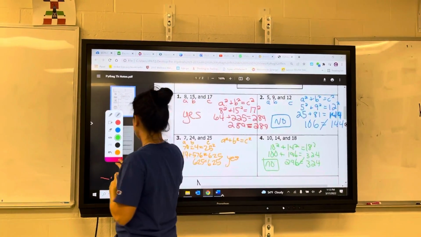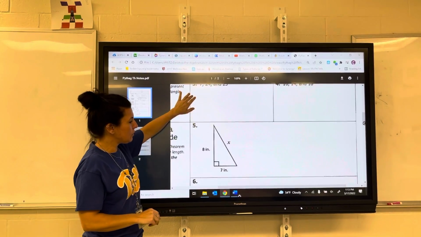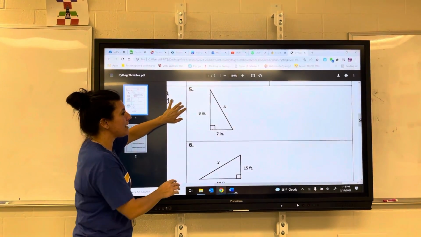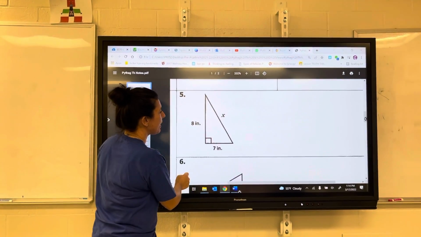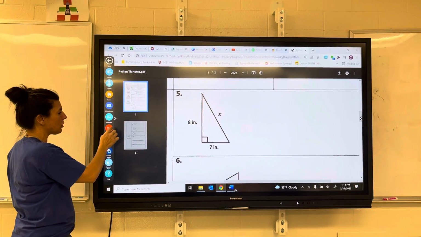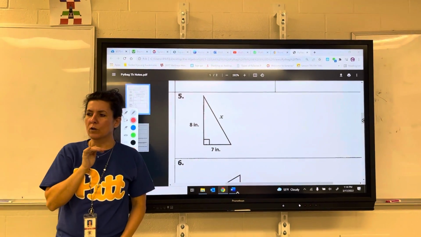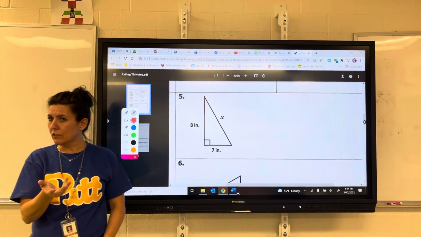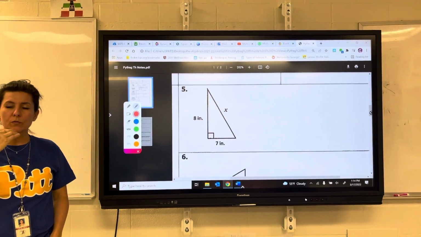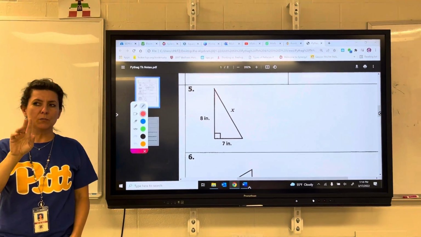Okay. The next set of problems uses the Pythagorean theorem to find the unknown. And in this case, we have a side that is unknown, which is the hypotenuse. So for these kinds of problems, we're going to use the Pythagorean theorem to find that unknown. So we're always going to go through these same steps. There's 2 different kinds of problems.